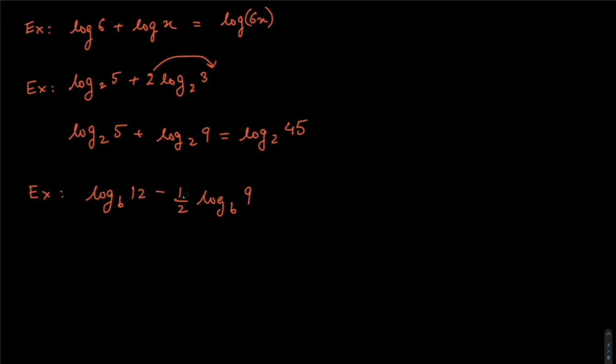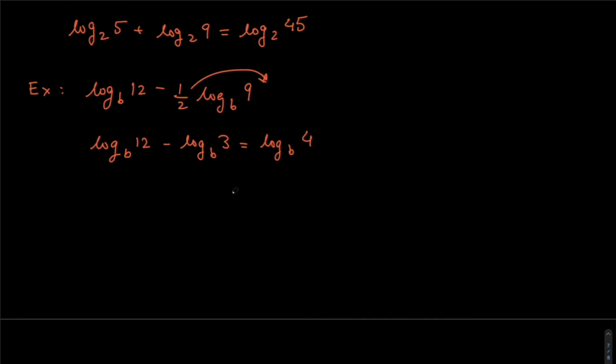Okay, so first thing I'm going to do is evaluate this part. I'm going to take this as an exponent, so 9 raised to the power half. So log base B12 minus log base B3. 9 raised to the power half, also known as square root of 9, is equal to 3. Now I can simply divide this, so this would be log base B4, since 12 divided by 3 is 4. Very, very simple.